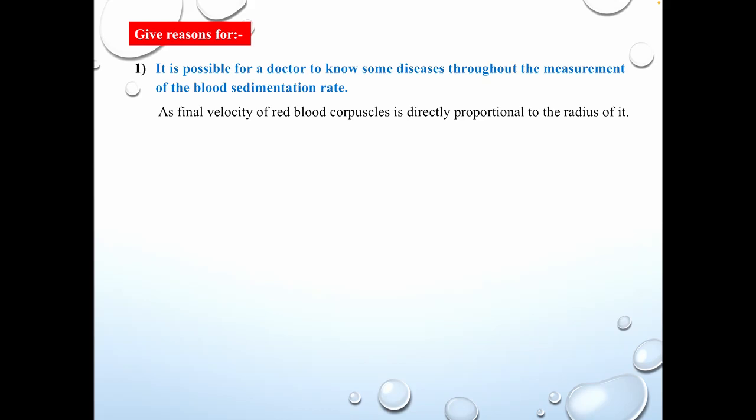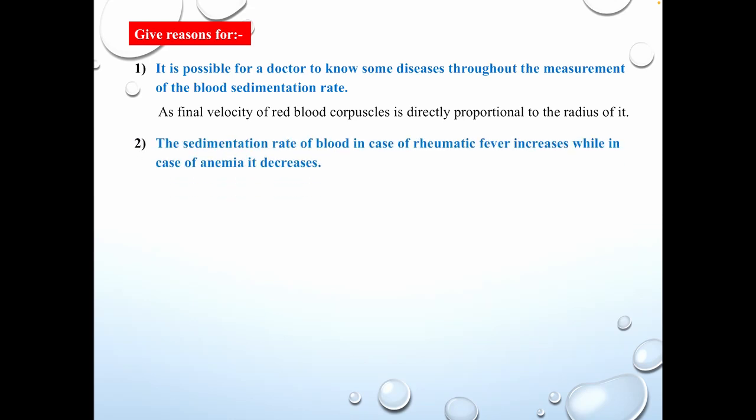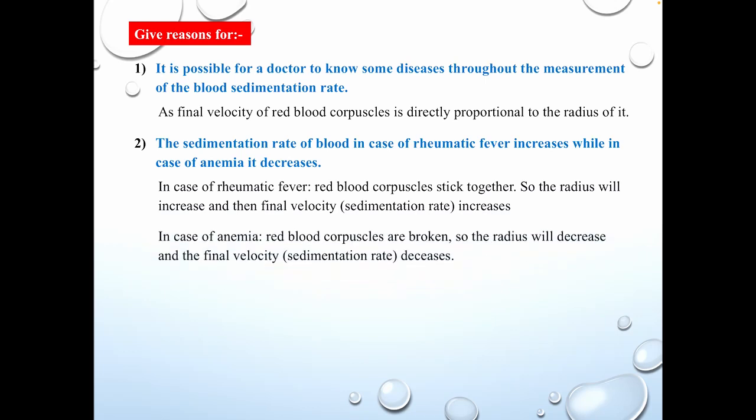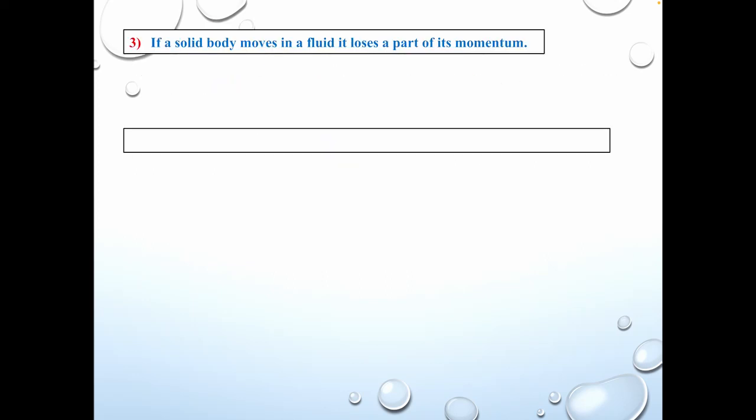the radius of it. The sedimentation rate of blood in case of rheumatic fever increases, while in case of anemia it decreases. In case of rheumatic fever, red blood corpuscles stick together, adhere together, so the radius will increase and then the final velocity, sedimentation rate, increases. In case of anemia, red blood corpuscles are broken, so the radius will decrease and the final velocity, sedimentation rate, decreases.